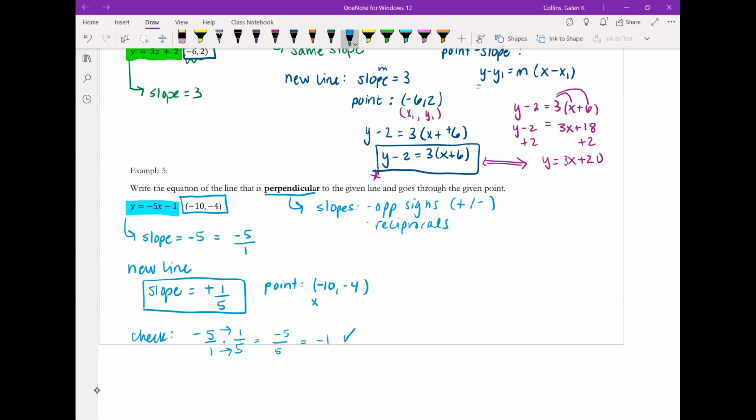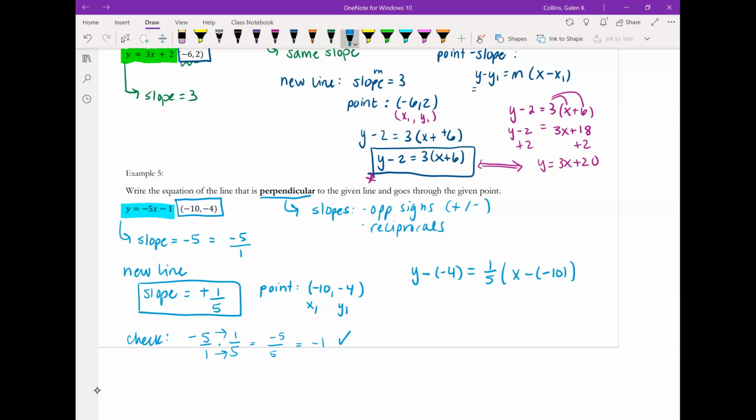And so if I use the point slope form of the equation, that's going to be x1 and y1. So I'm going to do y minus y1 equals m, so my slope, times x minus x1. And anytime I'm subtracting a negative, I could change that to plus a positive. So y plus 4 equals 1/5. And again, I'm going to change that to x plus 10. This is the equation of my new line.